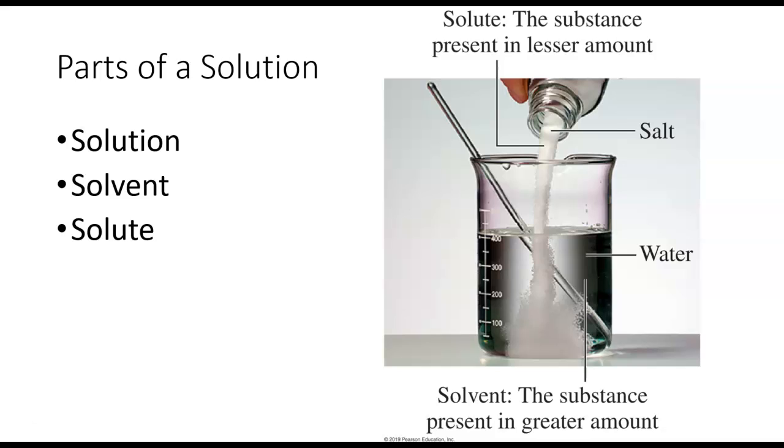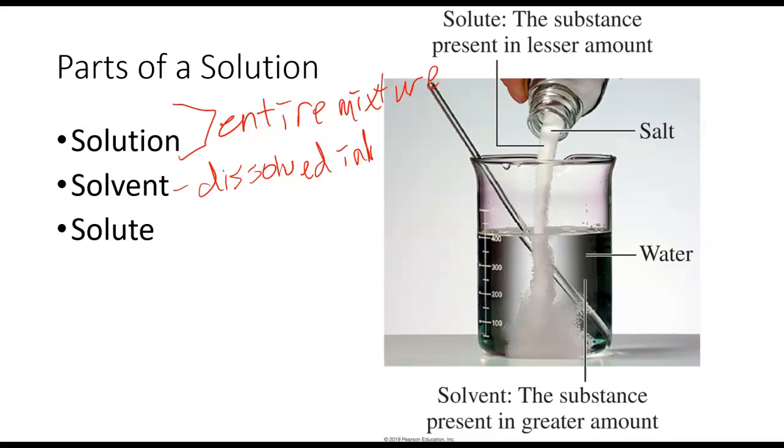Now let's take a look at the parts of a solution. The solution is the entire mixture. The solvent is the substance that everything's dissolved into. It's essentially what we have the most of. The solute is what is dissolved into the solvent.